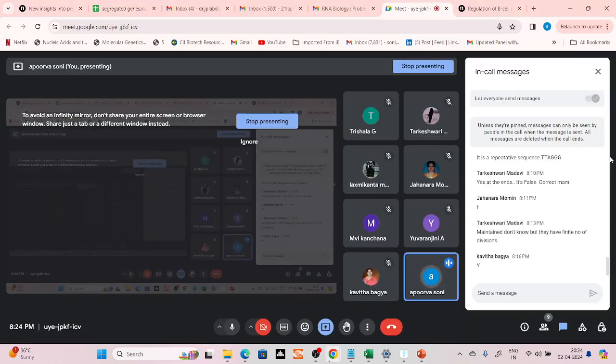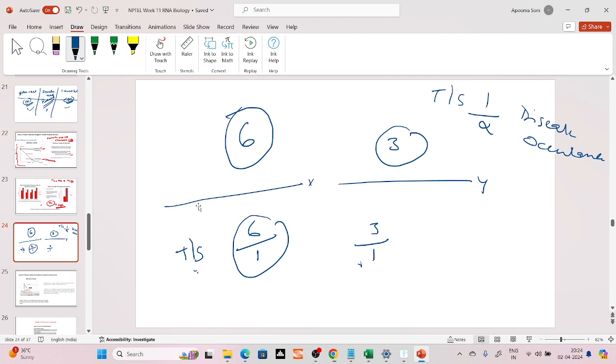Is it clear to everybody what I'm trying to tell you over here? Per gene, how many telomere repeats you have. If you have more telomere repeats, the numerator would be more, and then your T by S ratio would be more. If you have fewer telomere repeats per gene, the numerator would be less and the T by S ratio would be less.